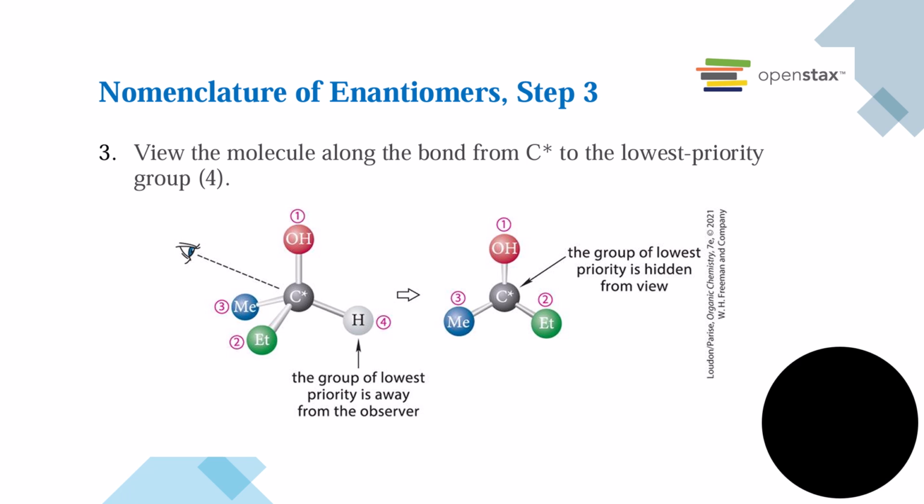So in this example, you see the OH is 1, then 2 is the ethyl group, and the 3 is the methyl group. So if you go in the circle, you see it's going in the clockwise direction, so it's going to be R.